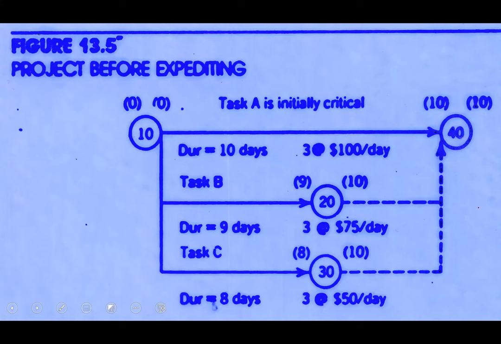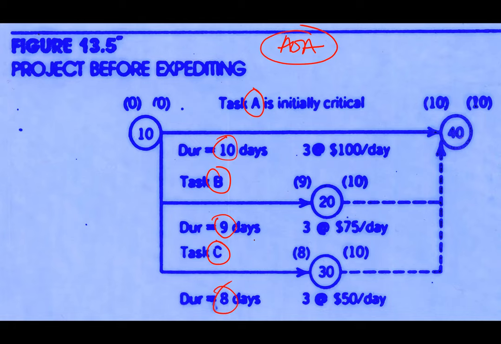Now we go into one simple example first before we go into a full-scale example. Let's take an example of three activities, A, B, and C. I'm using an AOA diagram. There are only three activities. A is 10 days, B is 9 days, and C is 8 days. The activities are interconnected. They do have dummy activities here and here, but it doesn't matter.